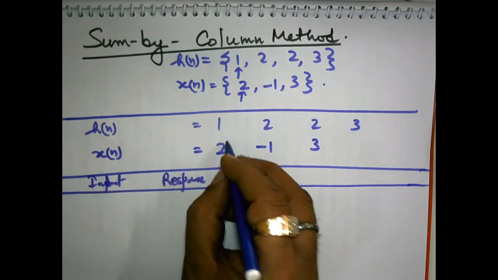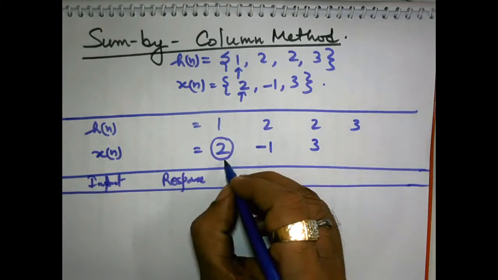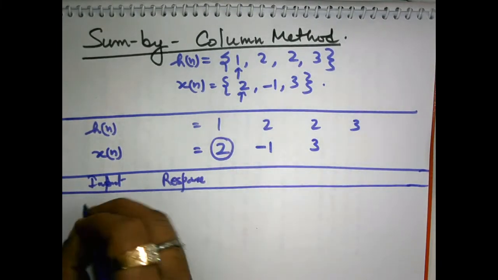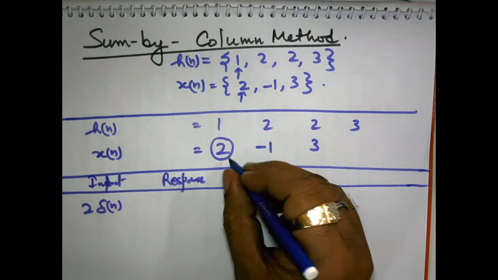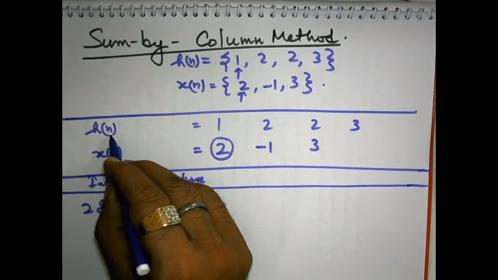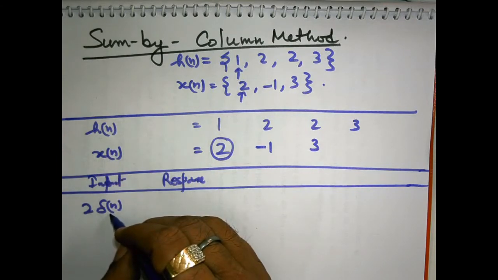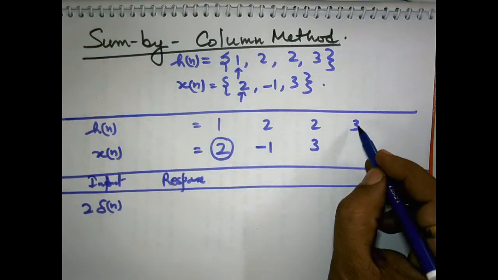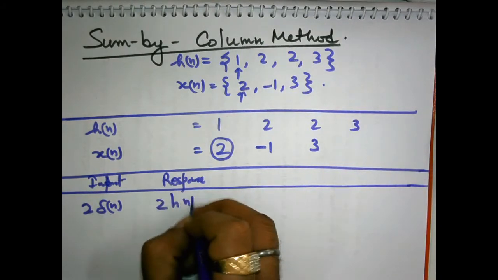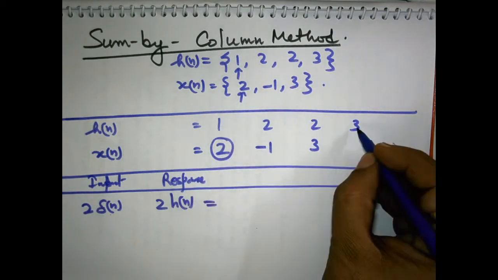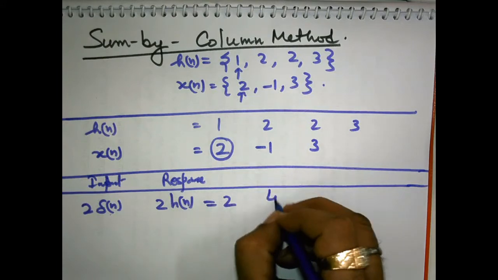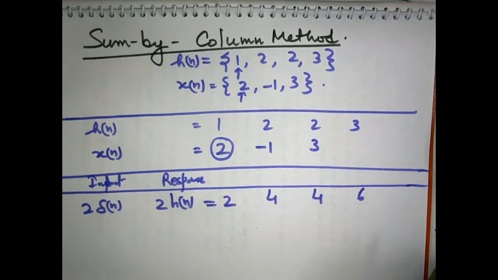Input in terms of impulses: this input is represented in terms of impulses, so naturally this is 2 delta n. Okay. So if the output was hn in the presence of delta n, what will be the output in the presence of 2 delta n? It is simply twice, multiplied in each sample. So naturally it will be 2hn only. And what is 2hn? Each and every sample of hn is multiplied by 2. So 2, 4, 4 and 6.